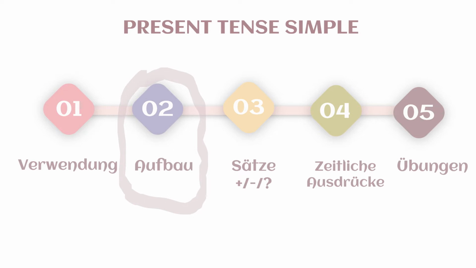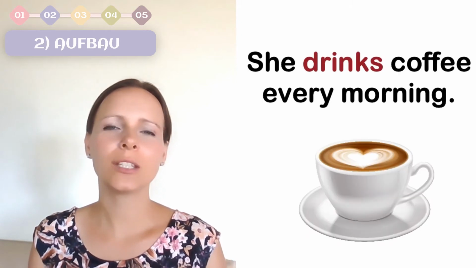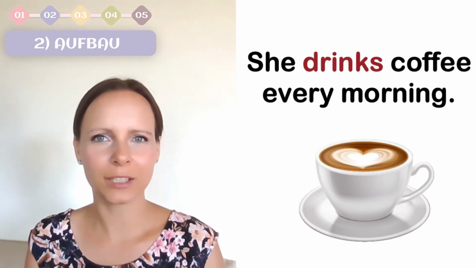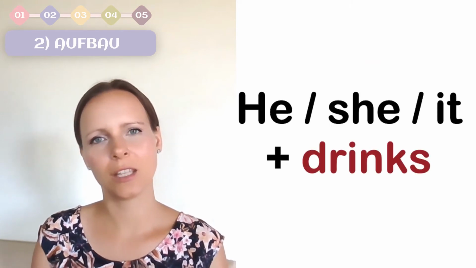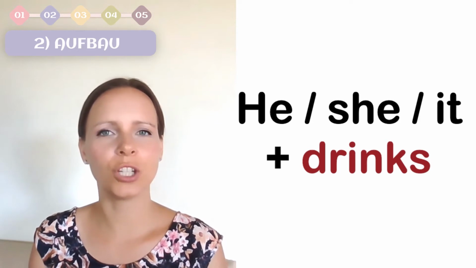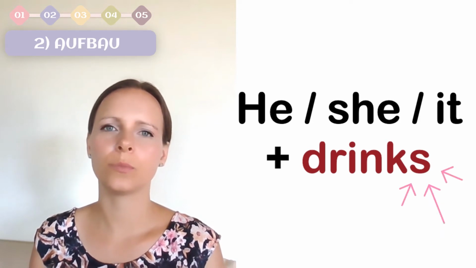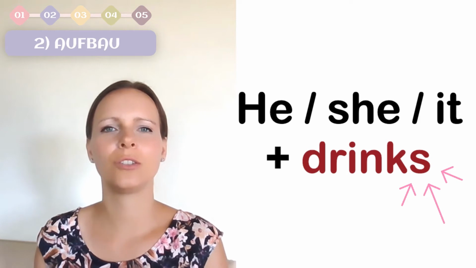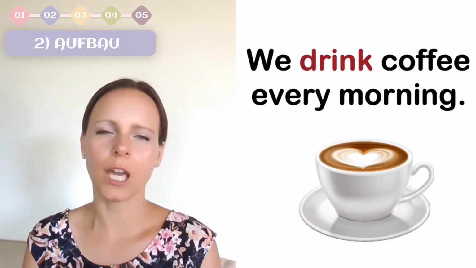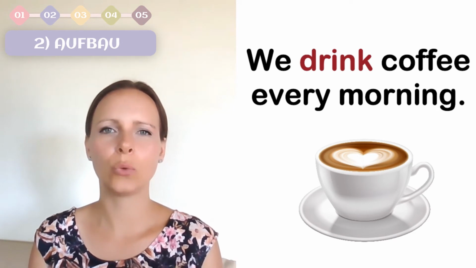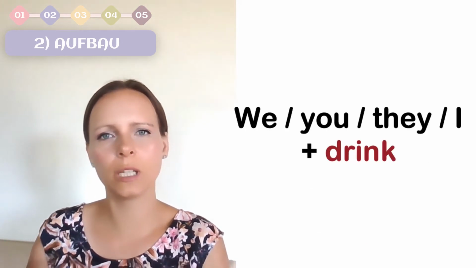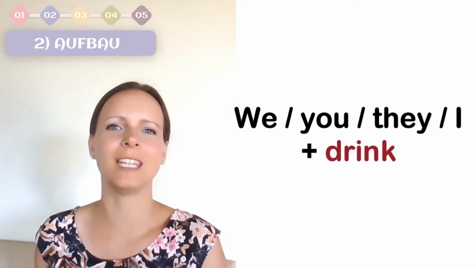Aufbau. So, how do we form the present simple tense? She drinks coffee every morning. She drinks. S at the end. So with he, she, it, we have verb plus S. She drinks. And we drink coffee every morning. With we, you, they, we only have the verb, no S at the end.